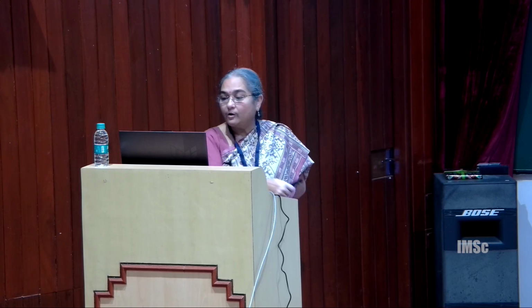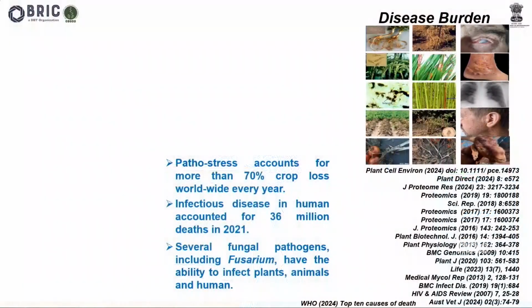As you have heard from Professor Swaminathan, pathogen stress accounts for almost 70% crop loss in the agriculture field worldwide every year. As for infectious disease, the data from WHO shows that it accounted for more than 36 million deaths in humans in the year 2021.